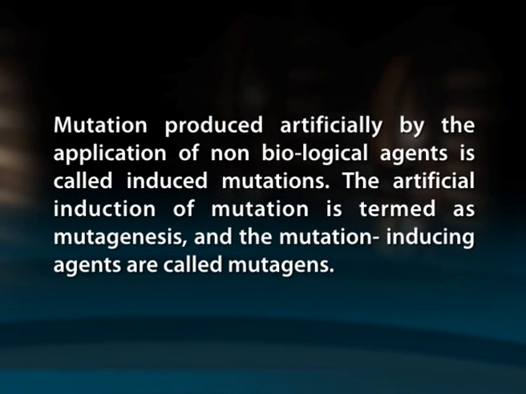Mutation produced artificially by the application of non-biological agents is called induced mutation. The artificial induction of mutation is termed mutagenesis, and the mutation inducing agents are called mutagens. Mutagenesis is a process by which the genetic information of an organism is changed in a stable manner, resulting in a mutation.